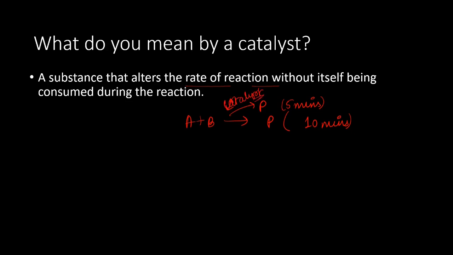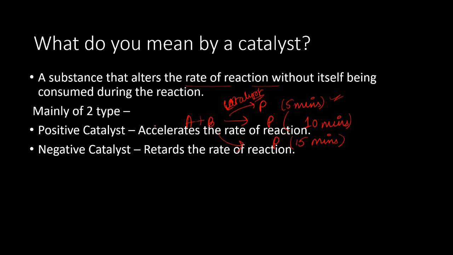influencer or enhancer. Now, is it always positive? Is the time always going to decrease? No. There are times when the product will be obtained in 15 minutes. So, based on that, we can differentiate it into positive catalyst and negative catalyst. Accelerating the rate of the reaction is a positive one. Retarding the rate of reaction is a negative catalyst. So, this is also important. For example, positive catalyst.